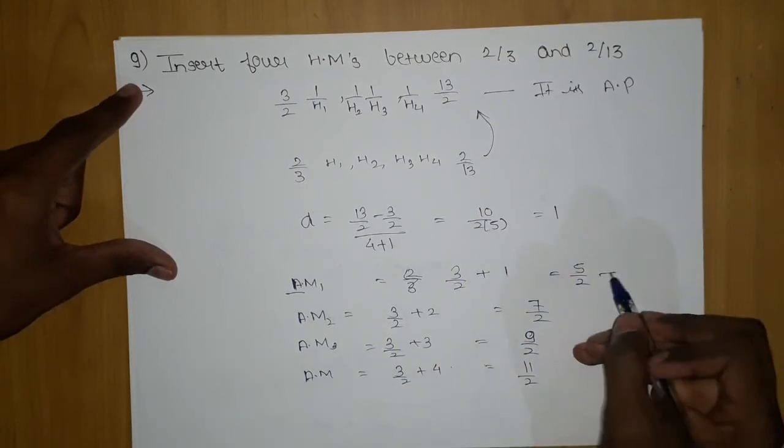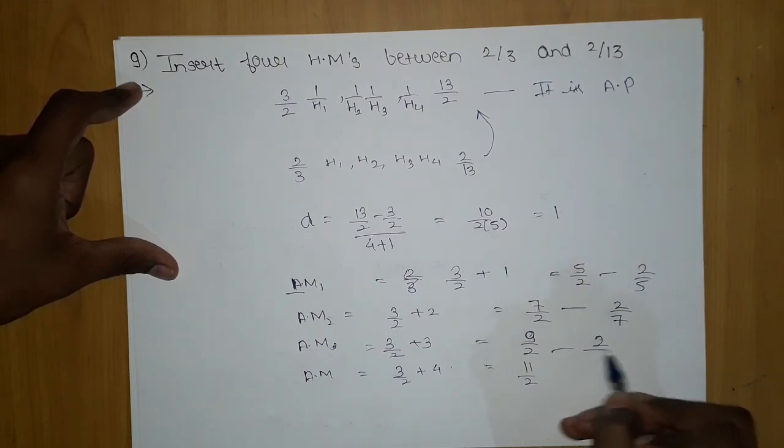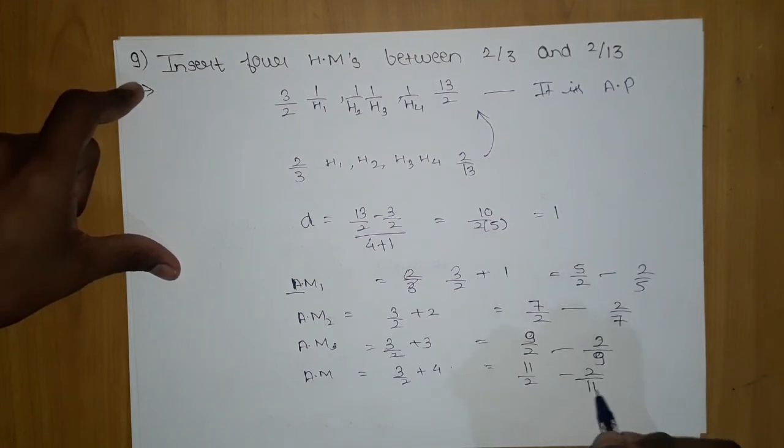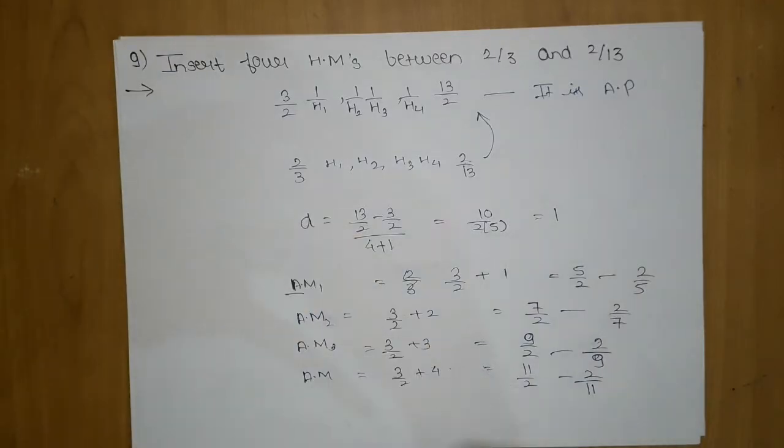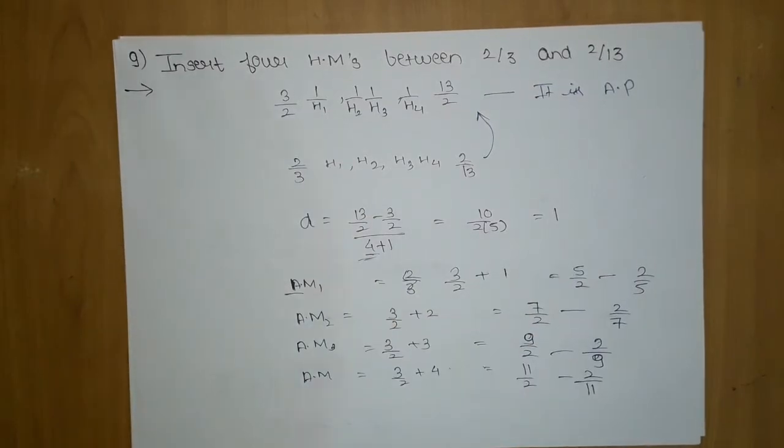Now invert these: 2 by 5, 2 by 7, 2 by 9, 2 by 11. After inverting you will get all the AMs as HMs. They will be the harmonic means. So just invert all the things which are given, but don't invert the numbers which are given. Don't invert this thing.